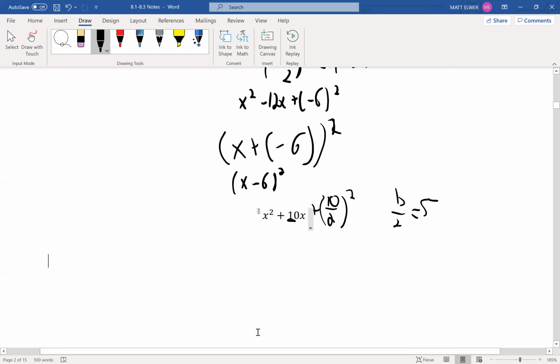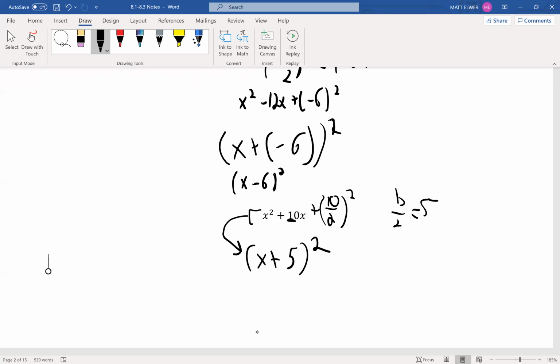So when we want to simplify this, we get x plus b over 2 squared. So this is just equivalent to that, right? We're just factoring it out. And if you want to, you can always check yourself, by the way. If we distribute this, if we FOIL this back out, notice that we'll get the exact same thing back.